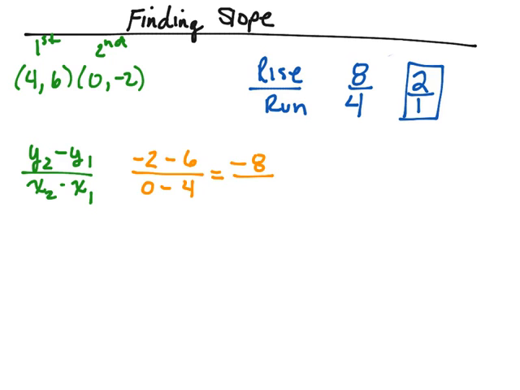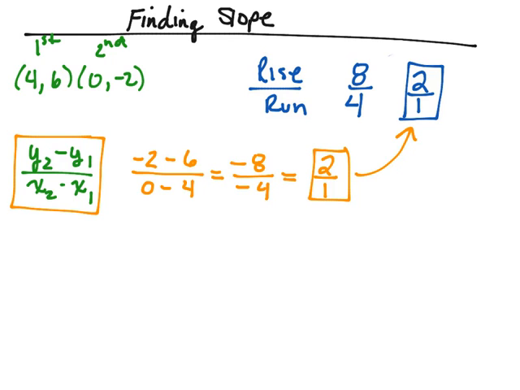If I subtract 0 minus 4, 0 minus 4 is a negative 4. So I've got negative 8 divided by negative 4, which if I reduce that, turns out to be a positive 2, or 2 over 1, which is exactly what I have right here. So once again, I don't necessarily need to look at the graph. All I need is at least the 2 points in order to use this equation right here. So let's try a couple more.